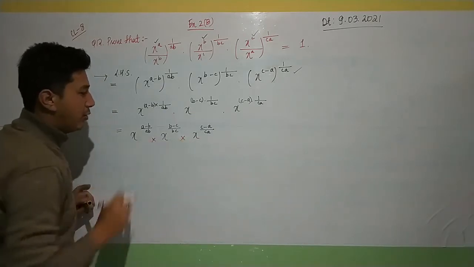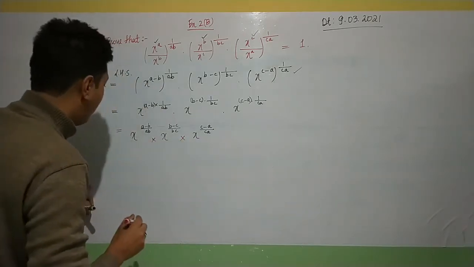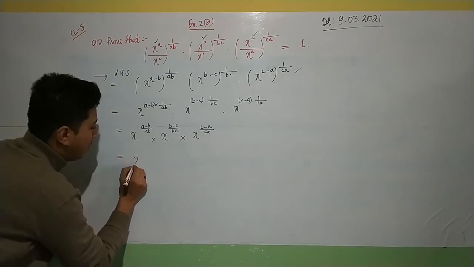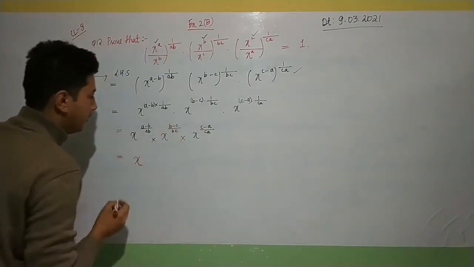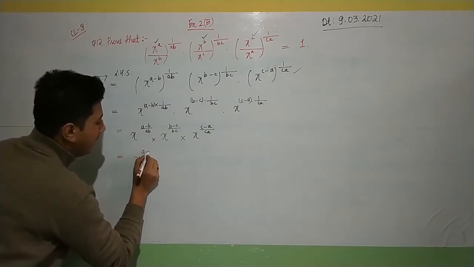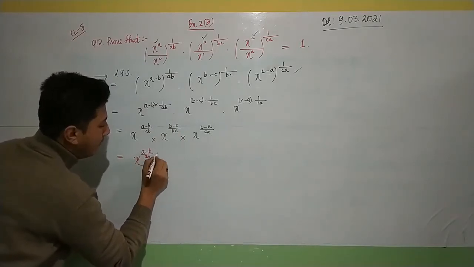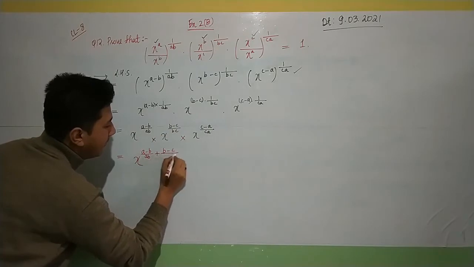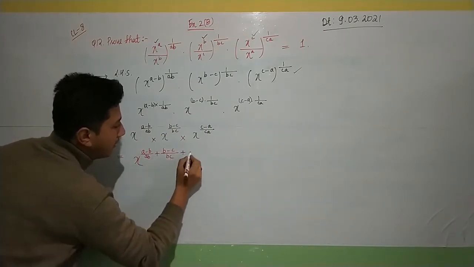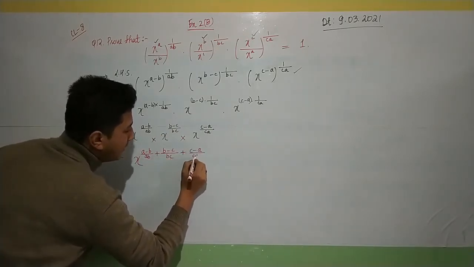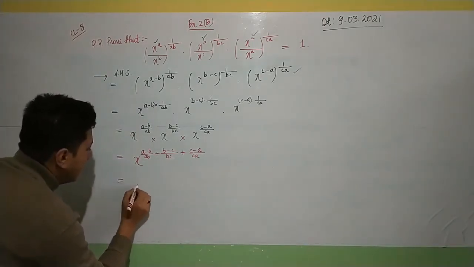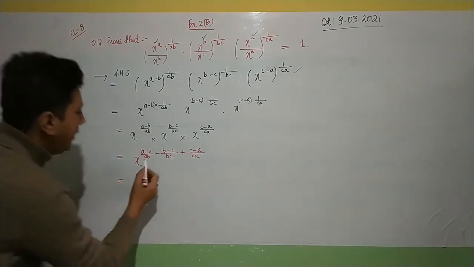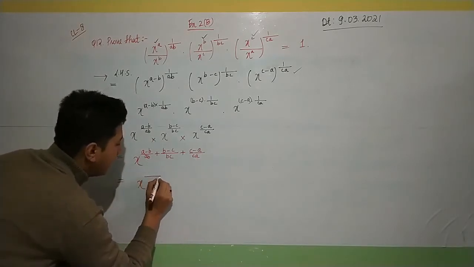Now, as the bases are same, and in between there is a multiplication sign, we can use the product law. So the product law means now we can add the powers. So keep your base as x and let us add the powers. So on addition we get a minus b divided by ab plus b minus c divided by bc plus c minus a divided by ca.